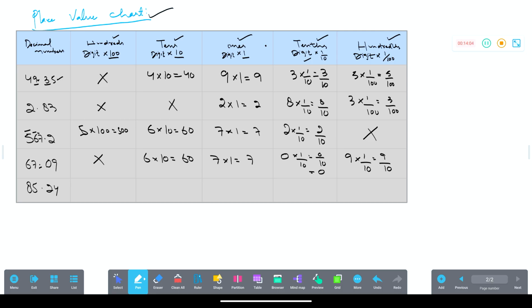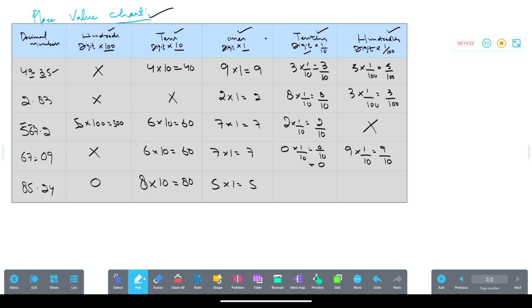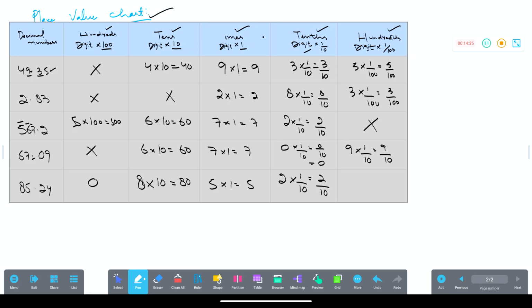Now 85.22. 85.22. So before decimal point is 5 at ones place, it will be 5 into 1, that's equal to 5. Next, 8 at tens place, it will be 8 into 10, that's equal to 80. Hundreds place, we don't have anything, keep it 0. Now coming to the decimal point के बाद पहली place जो होती है, that's tenth, 2 into 1 by 10, that's equal to 2 by 10. Next, 4 into 1 by 100, because it is at hundredth place, that's equal to 4 by 100.